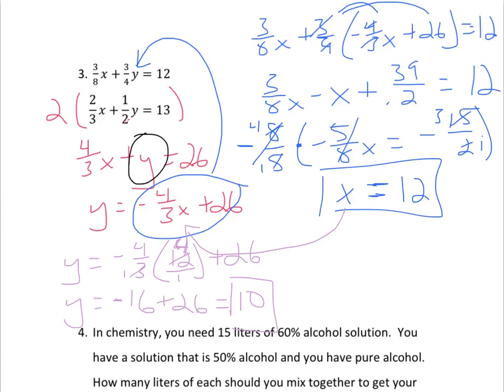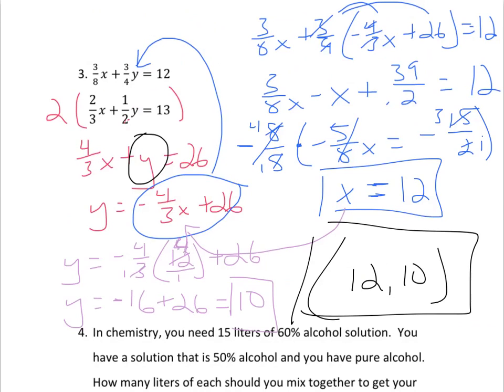Okay, so x equals 12, y equals 10. Your final answer then could be the coordinate 12, 10. Once again, that's where the intersection would be if you graphed them.